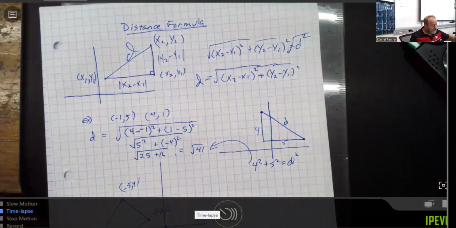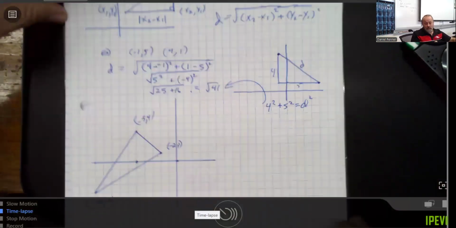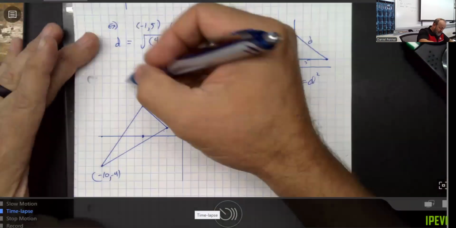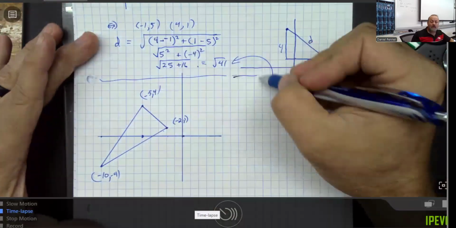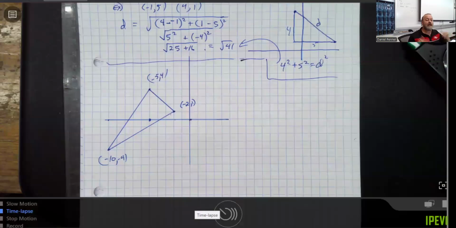Okay, now that's going to lead me to problem number 12 that you guys were working on in your homework, where they gave us this little triangle. They call it a polygon. They don't name it, but it has 3 vertices.